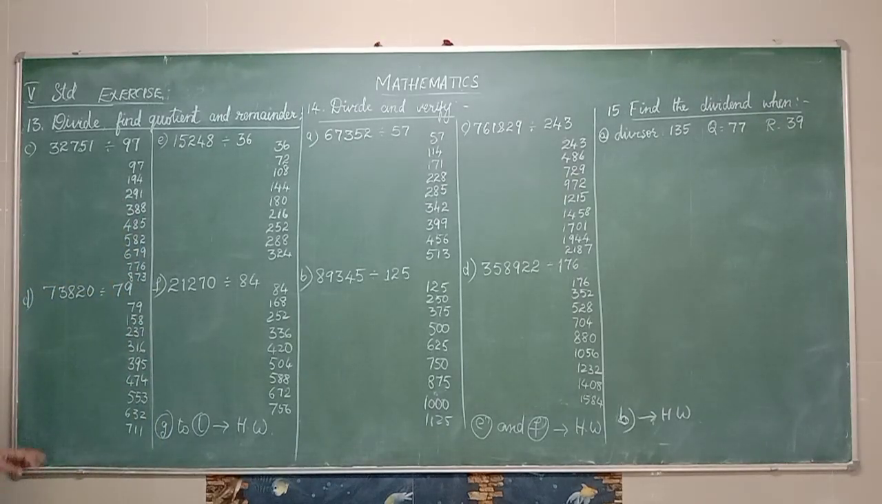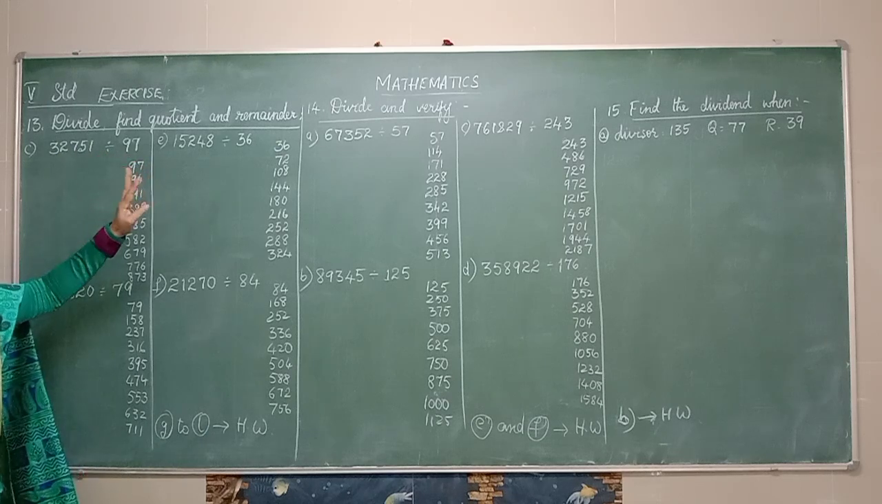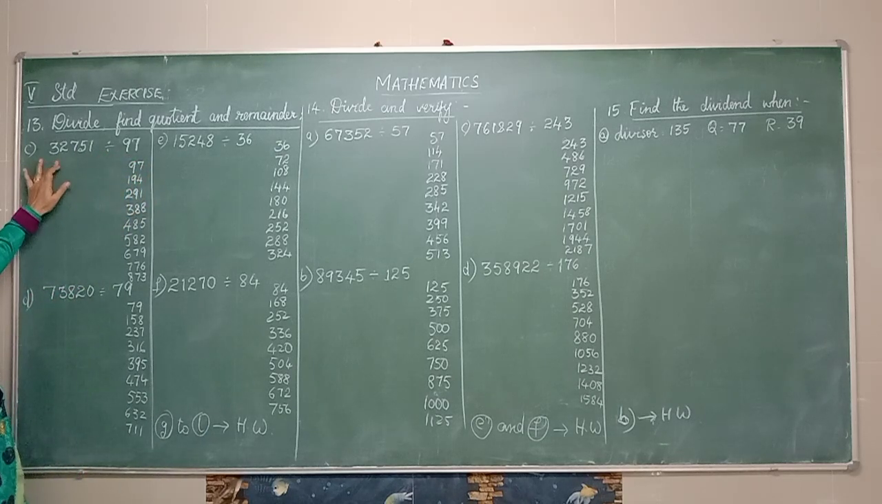Continue the class now. In the previous class I have done two sums, isn't it? We'll start with the third one, that is divide, find quotient and remainder. So now let us see here.